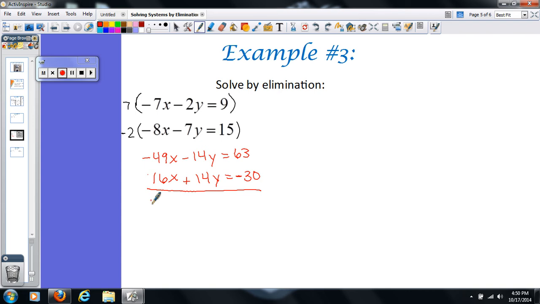Negative 49 and positive 16, that's going to be negative 33x. These will give me 0 equals 63 and negative 30 is going to be positive 33. I'm now going to solve for x. So I'm going to divide by negative 33 and I get x equals negative 1.